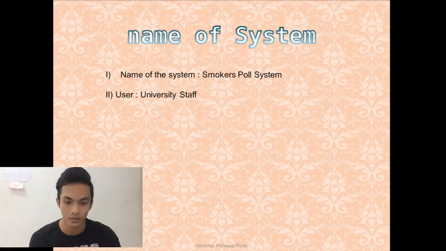Assalamualaikum. Hello, I'm Nas. As you can see, our system name is the smokers poll system and our user will be the university staff. Our system actually includes two users, student and staff, but only the staff will key in the data into the system, because the student only needs to fill in a form that is given manually.